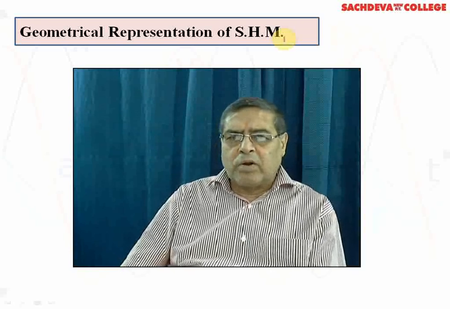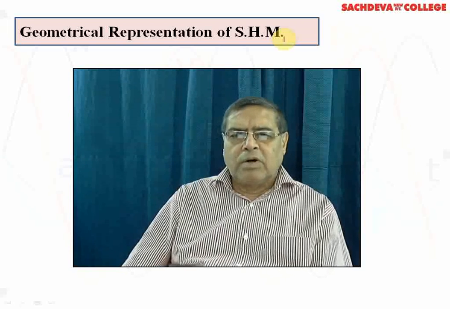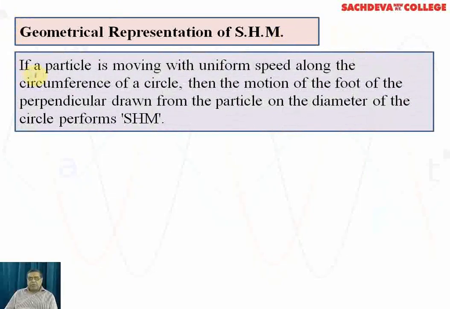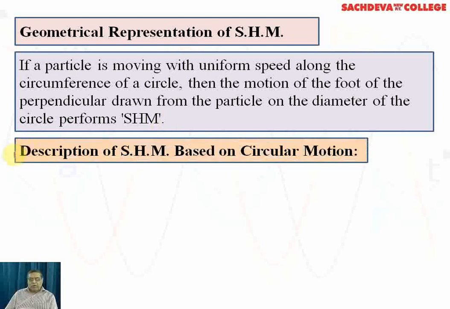So now we come to the main context of the geometrical representation of SHM. If a particle is moving with uniform speed along the circumference of a circle, then the motion of the foot of the perpendicular drawn from the particle on the diameter of the circle performs SHM. So SHM is nothing but the vibration of the particles about the mean position, that is, in a to and fro direction. Now, as I have explained earlier, SHM is always explained in terms of uniform circular motion.